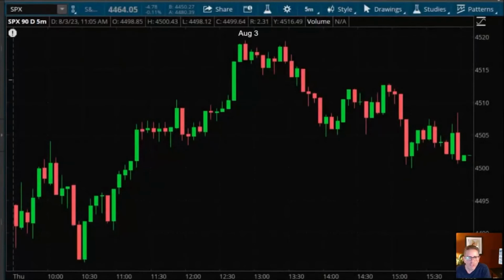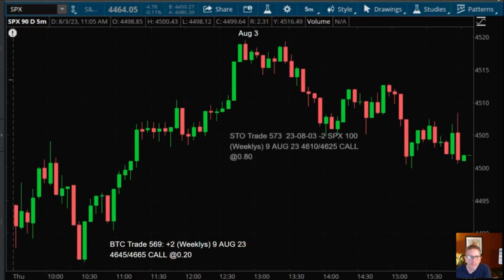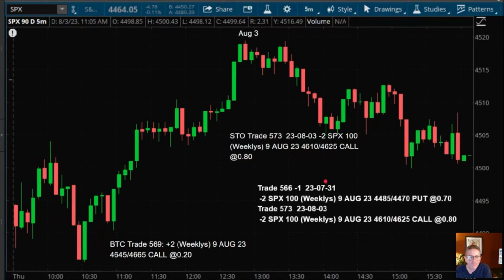So now, August 3rd, the market moved. And so we were able to close this trade because the opposite side was being threatened. So we closed this trade first, and then we added a call spread to the position. And now we have the two positions here on another iron condor.